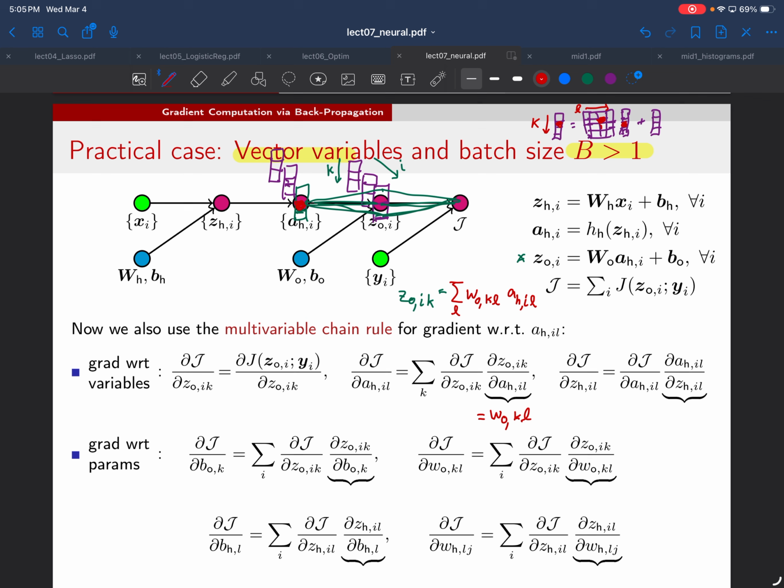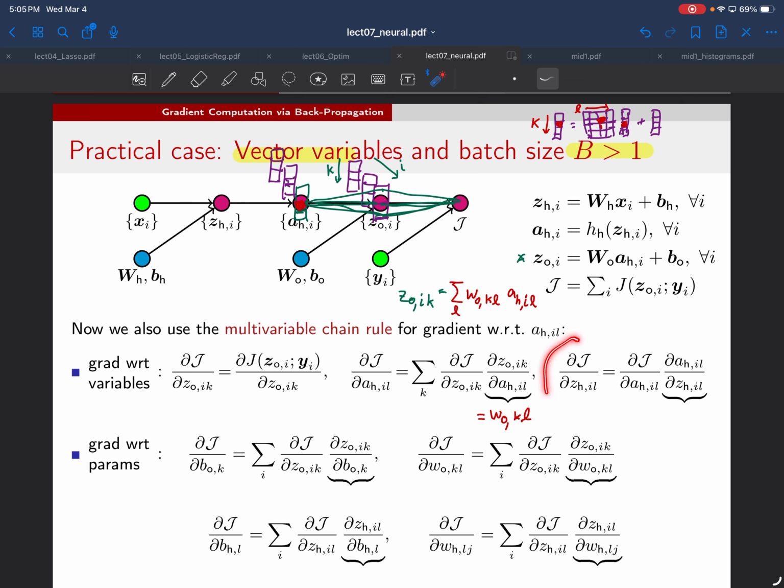Question? Why do we move the sum? Why don't we still sum over L? Part of it is that we're just looking at the Lth output. Oh, okay, got it. Yeah, we're freezing L, and then we're saying, yeah, right? Okay, any other questions?